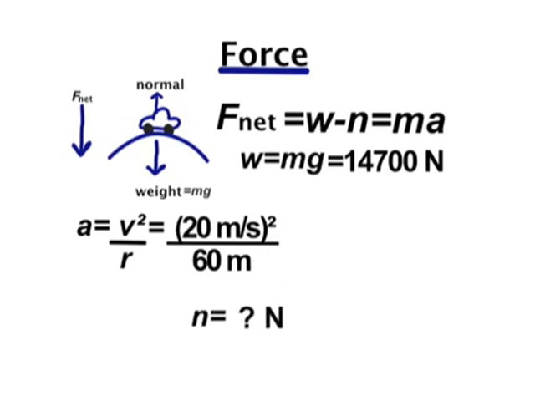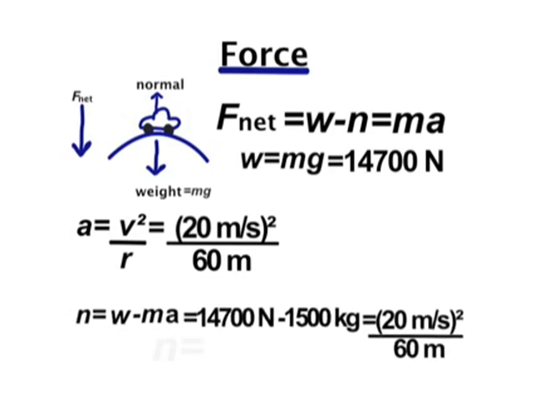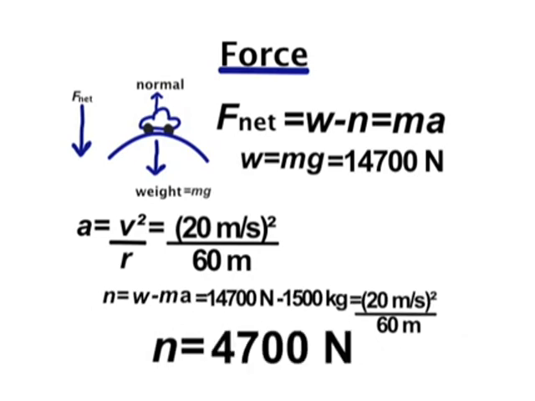Normal force is equal to the weight force minus m times a. Weight force, 14,700 newtons. The mass of the car is 1,500 kilograms. And the acceleration is 20 meters per second, all squared, divided by the radius of the circle, which is 60 meters. I can put all those numbers in, everything's good, and I get a number of 4,700 newtons. And we said it should be less than the weight force, right? In fact, it's quite a bit less than the weight force.